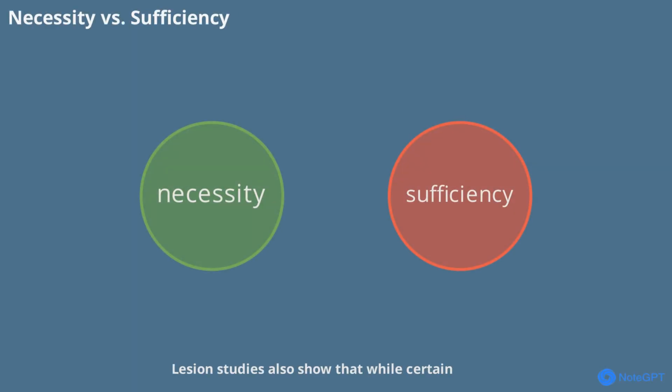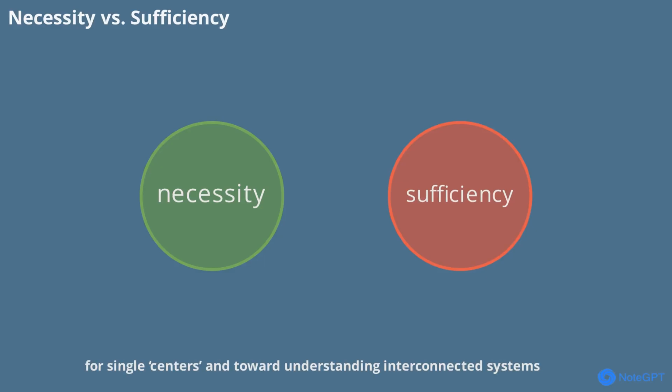Lesion studies also show that while certain brain regions are necessary for specific functions, they are not sufficient on their own. Cognitive abilities depend on the interaction of multiple areas, and damage to one part can disrupt the entire network. This perspective has shifted neuroscience away from searching for single centers and toward understanding interconnected systems.